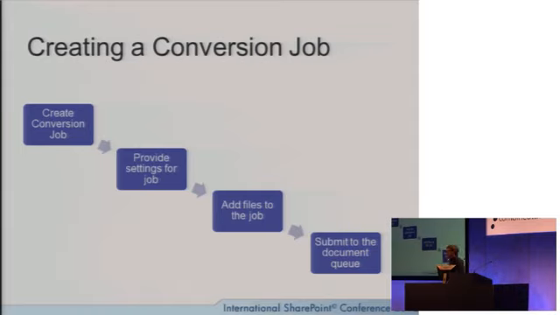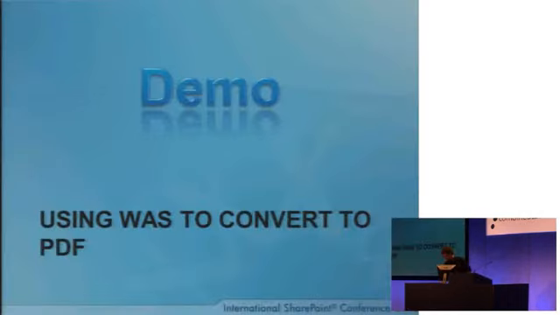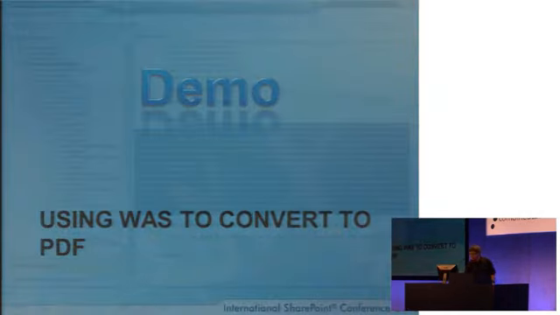There's some best practice about some limits, but typically, if you have a large number to process, you want to batch those up so that you're not having a different conversion job for every single file. And then you submit that to the document queue, and that goes and sits in that database until the time a job runs next. So let's have a look at how this works.